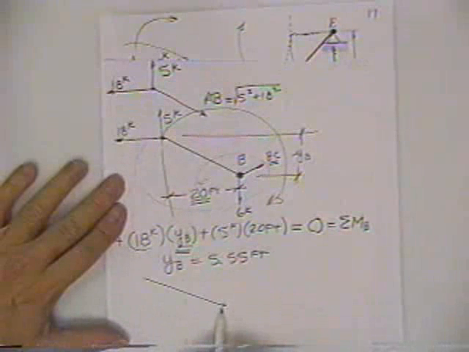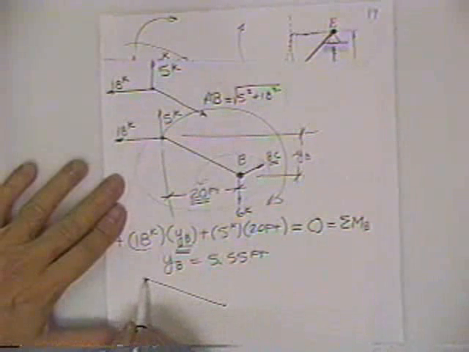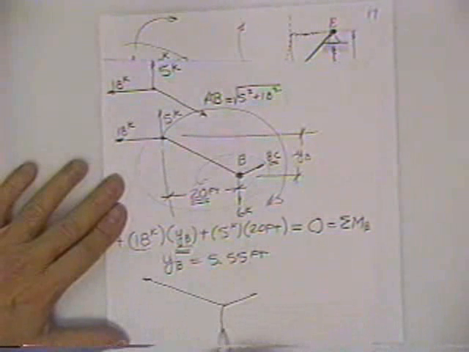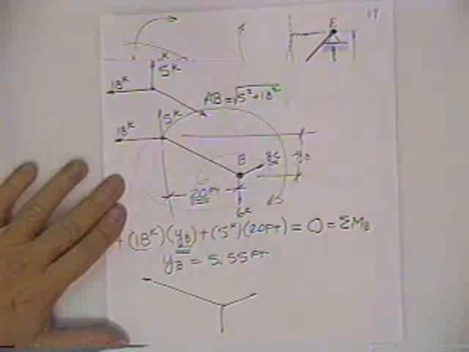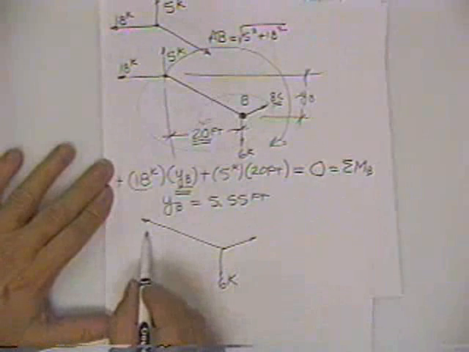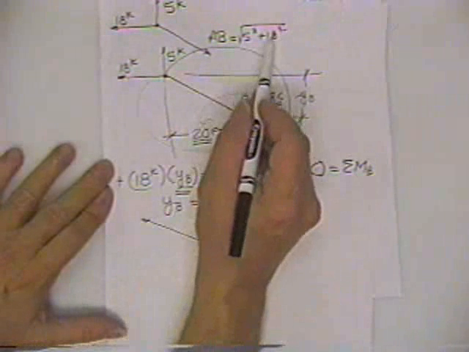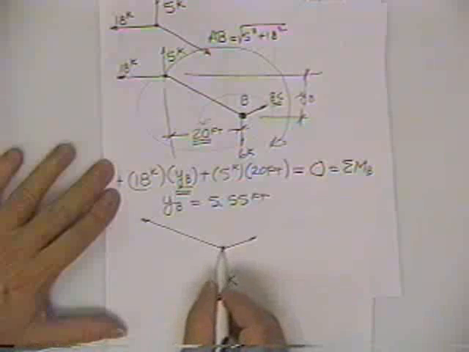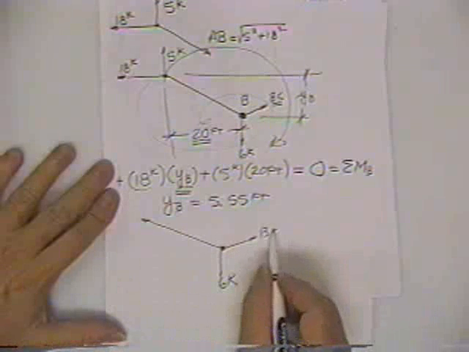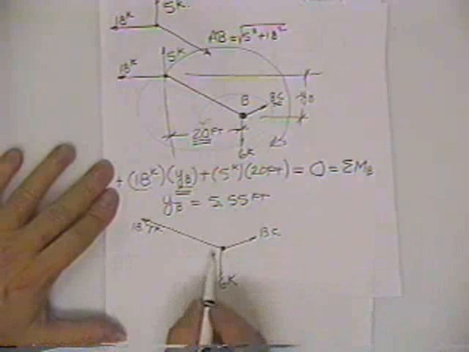You say this one went down 5.56. You now know the magnitude of this force. You can solve for that one. You can sum forces horizontal. You can sum forces vertical. This is your 6 kip force. Here is your, we didn't solve for that. What was 5 squared plus 18 squared? That was 18.7 kips.